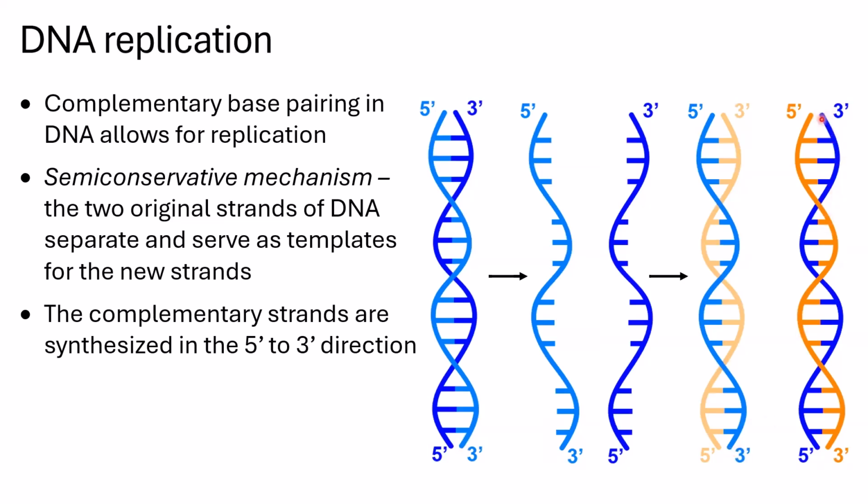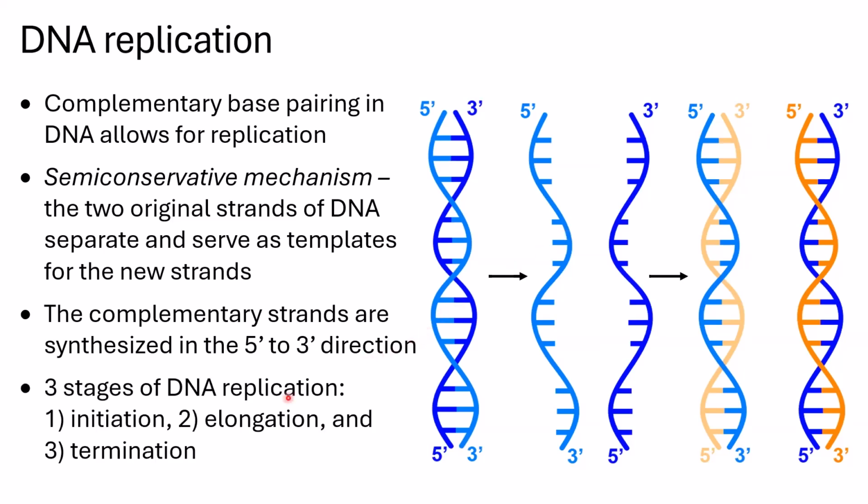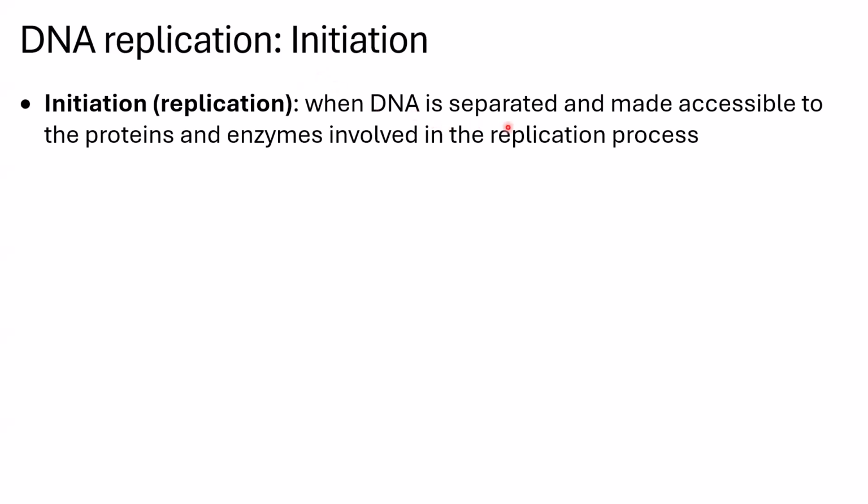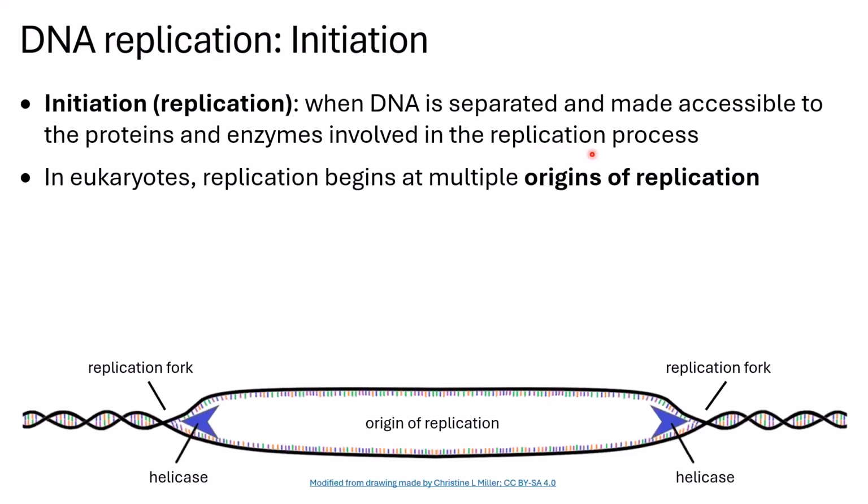There are three stages of eukaryotic DNA replication: initiation, elongation, and termination. We will see that these are also the names of the three general stages of transcription and translation later on. In replication, initiation occurs when the DNA is separated and made accessible to proteins and enzymes involved in the replication process. When we learned about how DNA is replicated in prokaryotes, we learned that it begins at an area called the origin of replication. It's the same for eukaryotes, except there are multiple origins of replication along the linear strand of DNA.